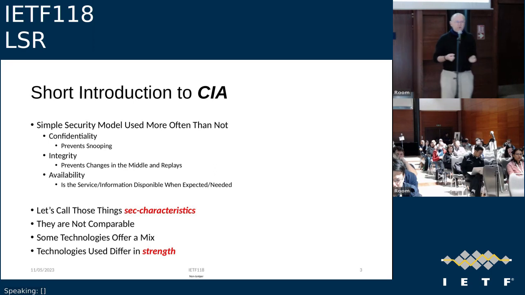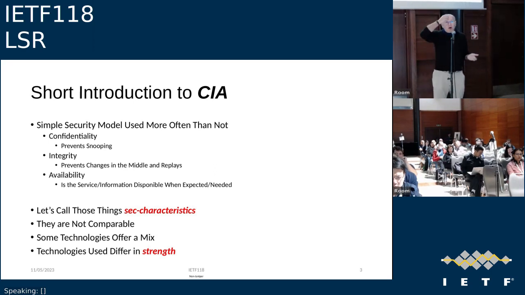That's a word I'll be using now. And it's kind of intuitive, right? If you have encryption and you have different key lengths, there's different strength, right? A certain SHA is weaker than another SHA. We kind of naturally talk about it. So security characteristics, and we have technologies with strengths. Next one, please.